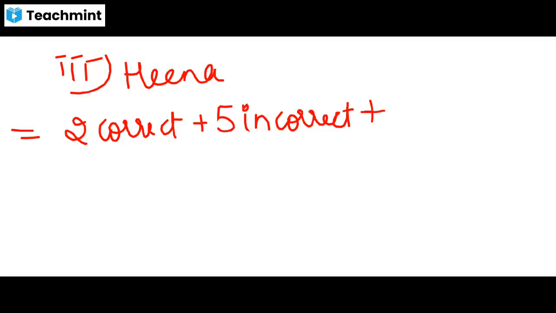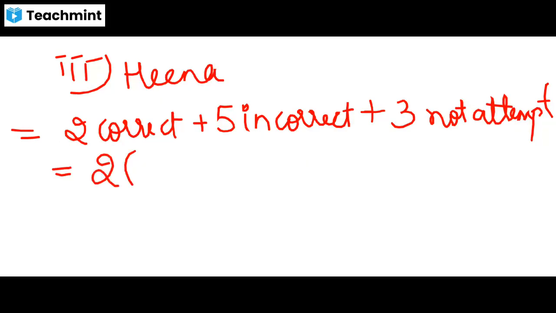2 correct, 5 incorrect. How many questions she has attempted? Total 7 questions. How many questions are not attempted? 3 questions not attempted. So 2 for 2 correct answers.